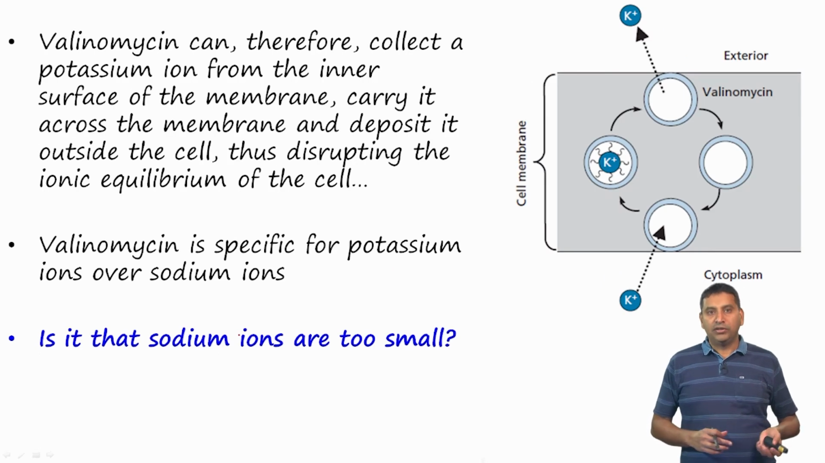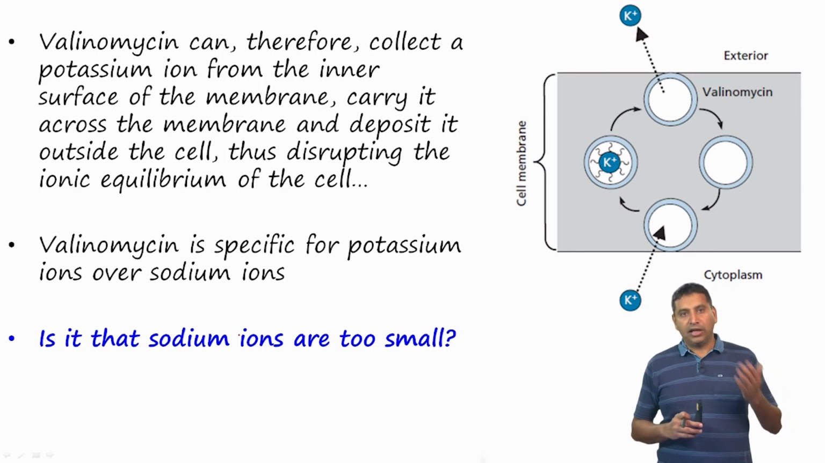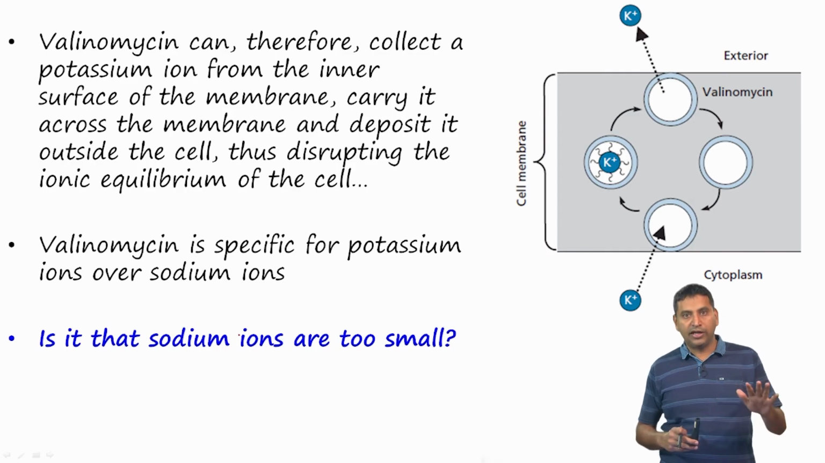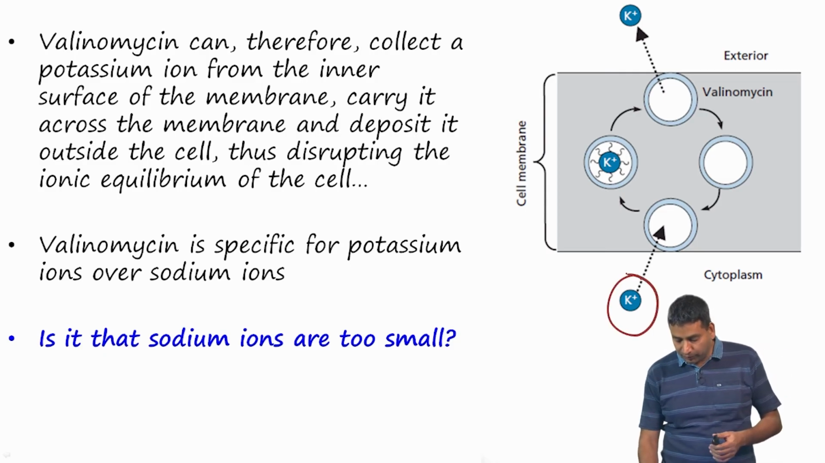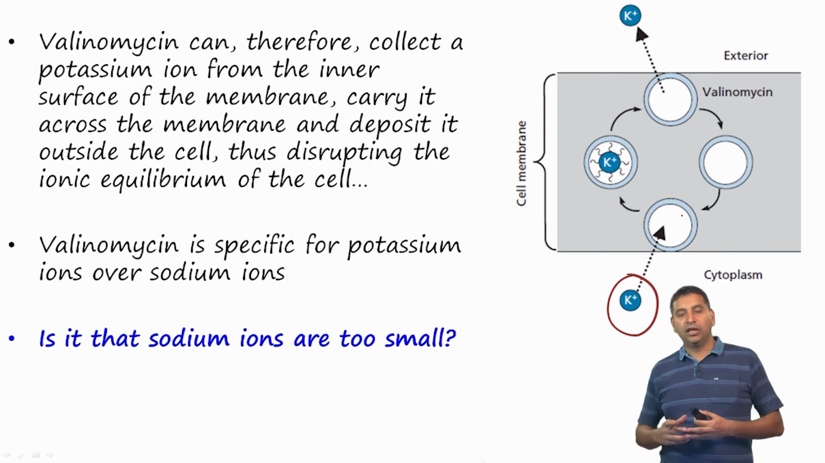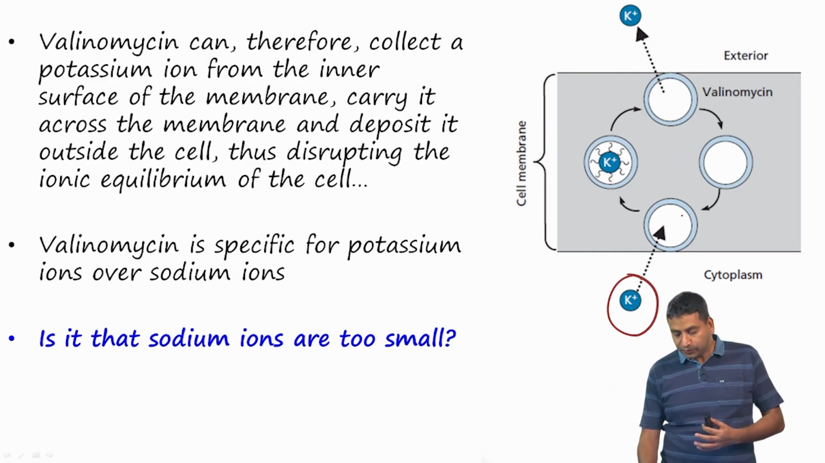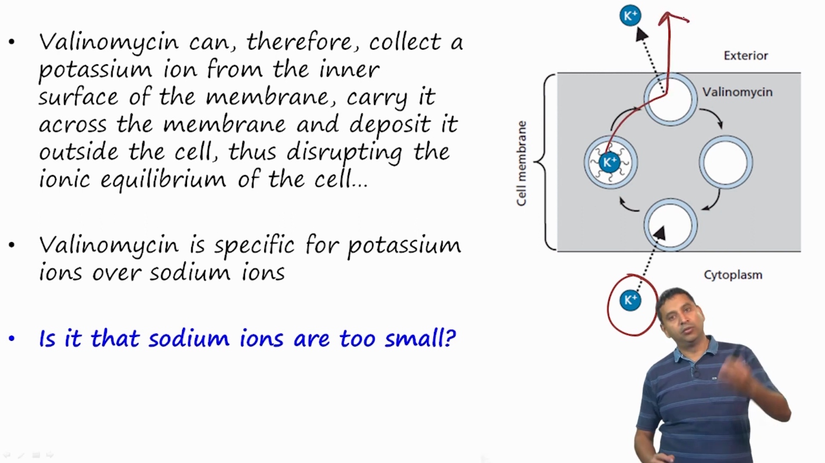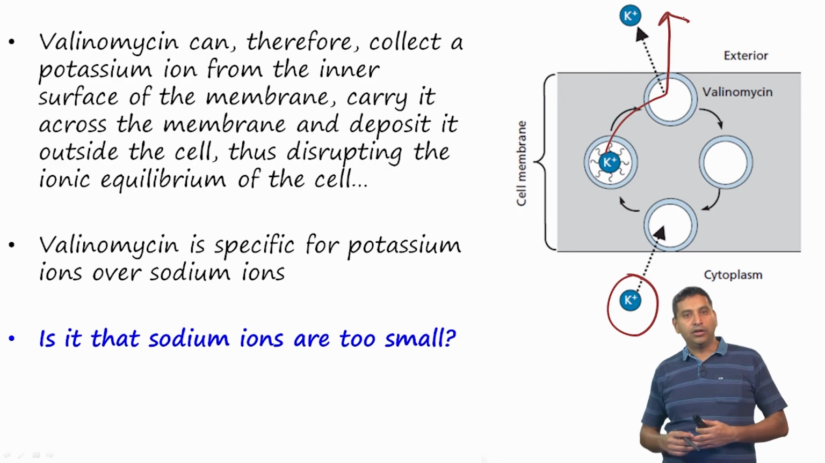So, valinomycin collects a potassium ion, not a hydrated potassium ion, but a naked potassium ion from the inner surface of the membrane, and then it carries it across the membrane and takes it to the outside. So, this is the mechanism. The potassium ion becomes associated with valinomycin, which, as we know, has a very hydrophobic exterior. Once it binds, it goes across, the potassium ion is delivered outside the cell, and then valinomycin can do this again.